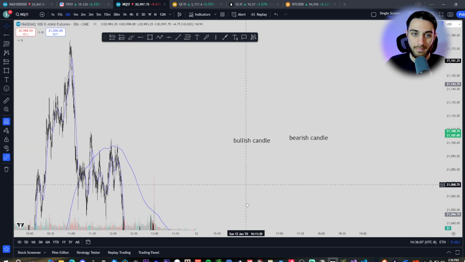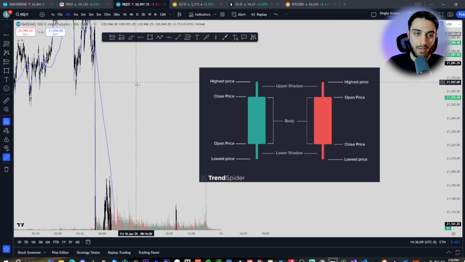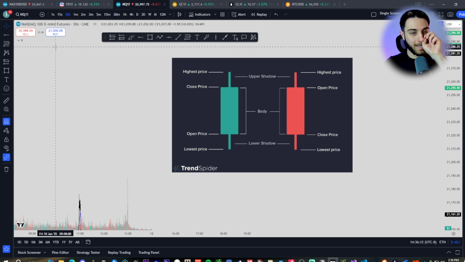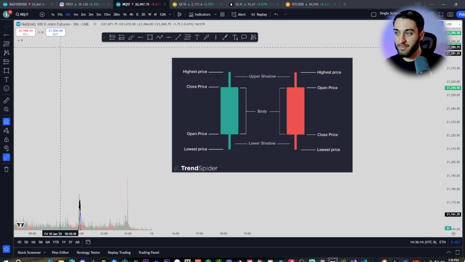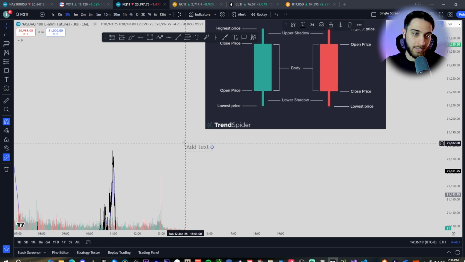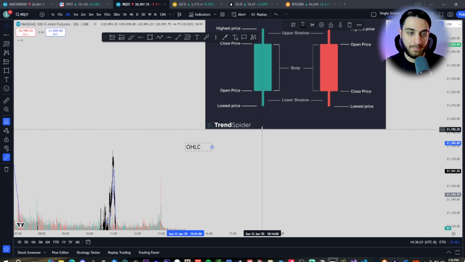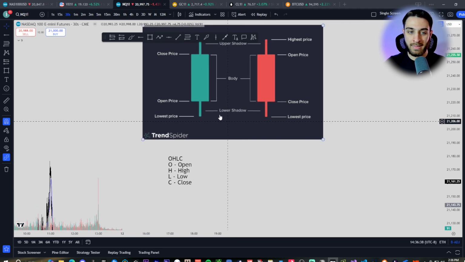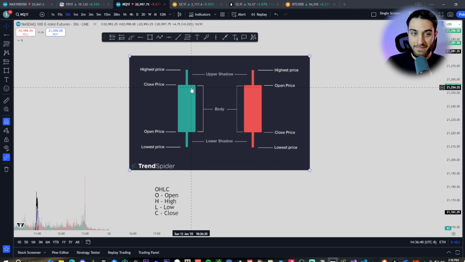Okay, where's the picture? Oh, so every candlestick has this piece of information that people refer to. It's called the OHLC. What does that mean? Let me put a text right here. OHLC. So OHLC. O stands for open, H stands for high, L stands for low, C stands for close. Okay, and like we said earlier, in this picture, every candlestick has that.